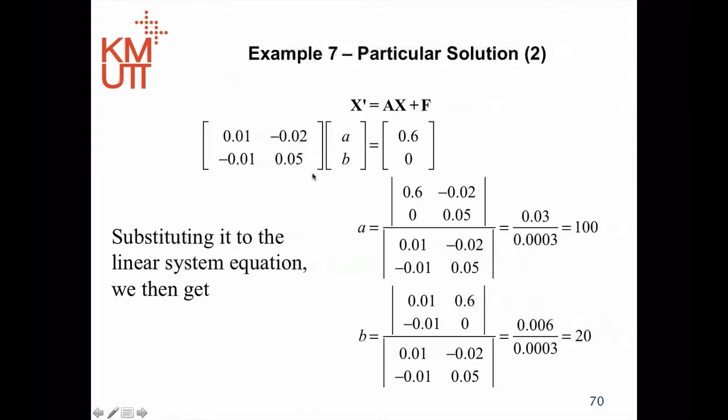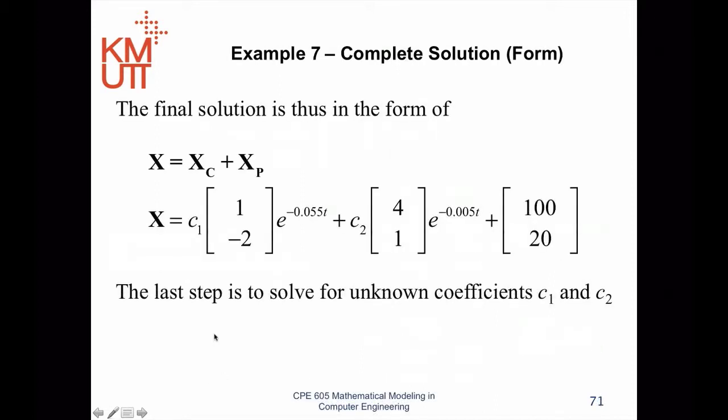If we substitute this A and B into the equation, x prime here will be 0 because the derivative of a constant equals 0. Then we would have only Ax plus F. This is Ax moved to the left hand side, and F. Solving this system of equations can be done in different ways. I used Cramer's rule. I found that A equals 100 and B equals 20. Then we can combine xc and xp together and get this final form of the solution.